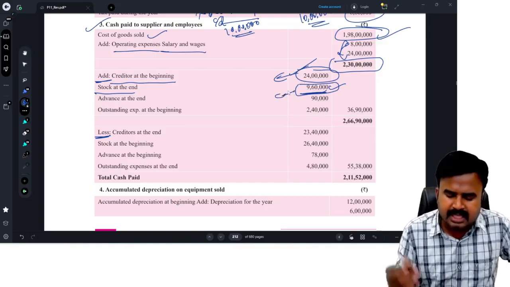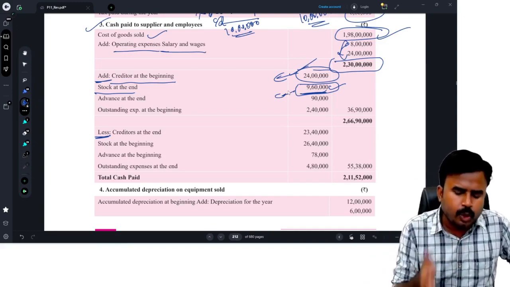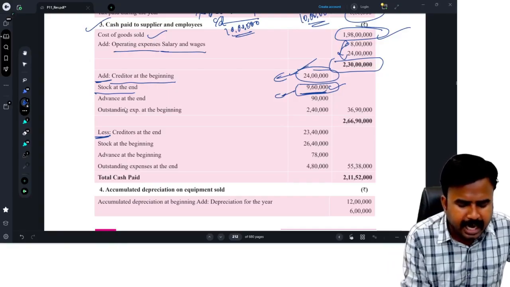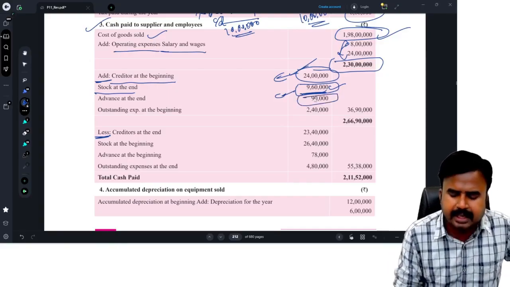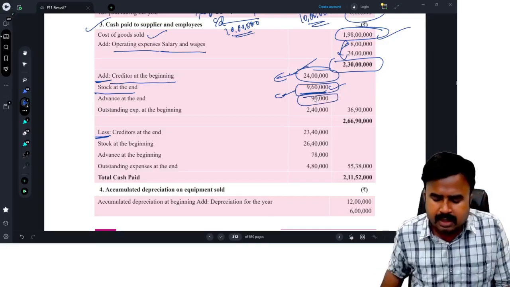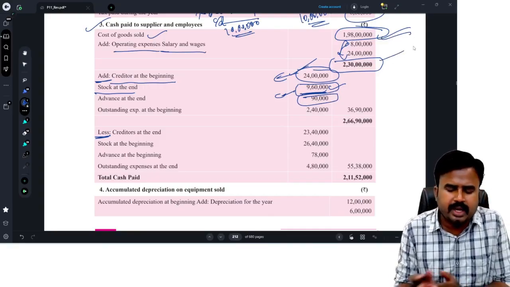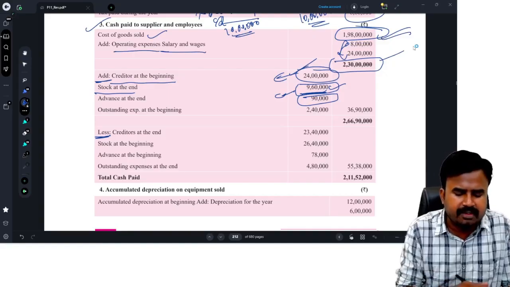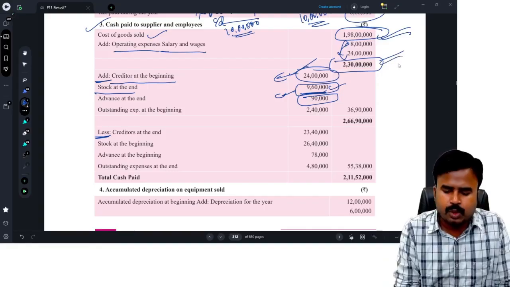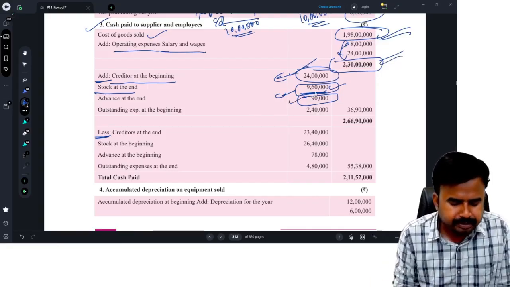Okay. This is another transaction. So opening creditors must be paid in the current year. That's a cash outflow. Closing stock might have been purchased in the current year. That's a cash outflow. So should be added. And advance at the end. See, advance at the end. I got advance at the end only if I can make payment. So I made a payment of 90,000, which is not shown in this particular expenditure balance. So 230 lakhs is not including this advance paid. Why? Because this 230 lakhs is considered on the basis of accrual concept. So that will never include any advances which were paid in the current year. So advance at the end should be added.